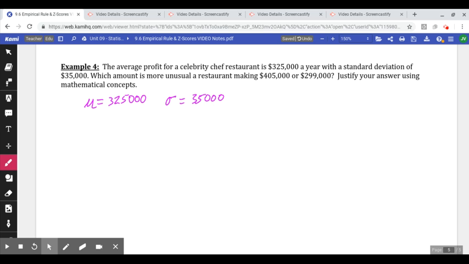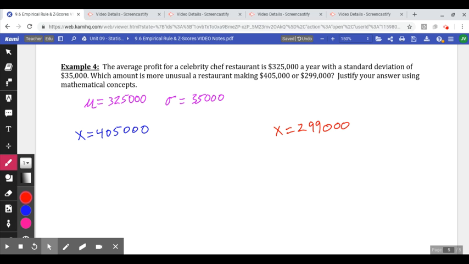And we're wondering about our two data pieces now, so I'll do one in blue here. Our data piece, or our X, for the first one is 405,000. And then our data piece for the next one is 299,000. By the way, one is below the mean and one is above. We're just figuring out which one here is more unusual, that's all.